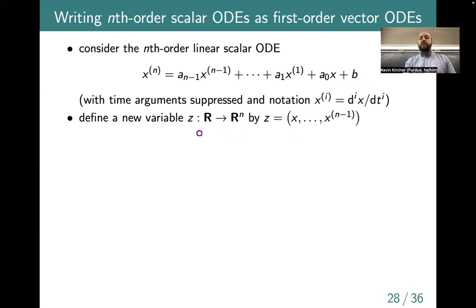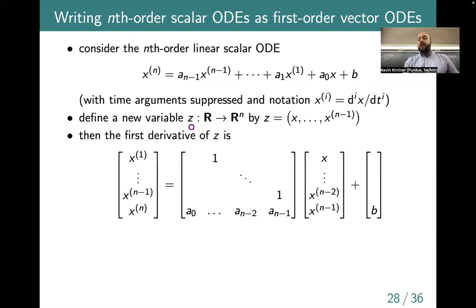So if we define a new variable, a vector variable, a function that maps scalars into n-dimensional vectors, we can define it as basically a list of x and then its first n-1 derivatives. So this would go x and then dx dt, d squared x by dt squared, and then on down the line until we get to the n-1 derivative, which is not the highest derivative that shows up in this equation, but it's that highest derivative minus 1, basically.